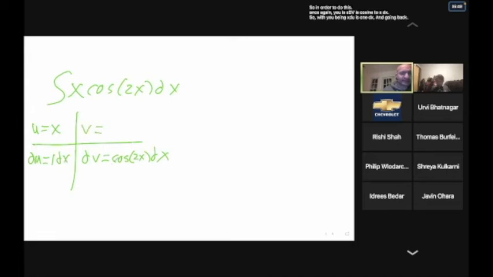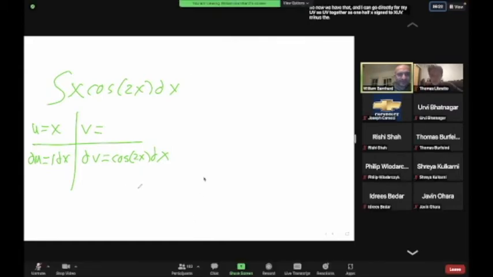And going backwards here with cosine 2x, we have to find the antiderivative using u substitution, but it's what I call the baby u substitution. Antiderivative of cosine linear is sine of linear. And then we're just going to put the 1/2 on the outside as per the rule I just alluded to. So now we have that, and I can go directly for my uv. So uv together is 1/2 x sine 2x minus the integral of voodoo.